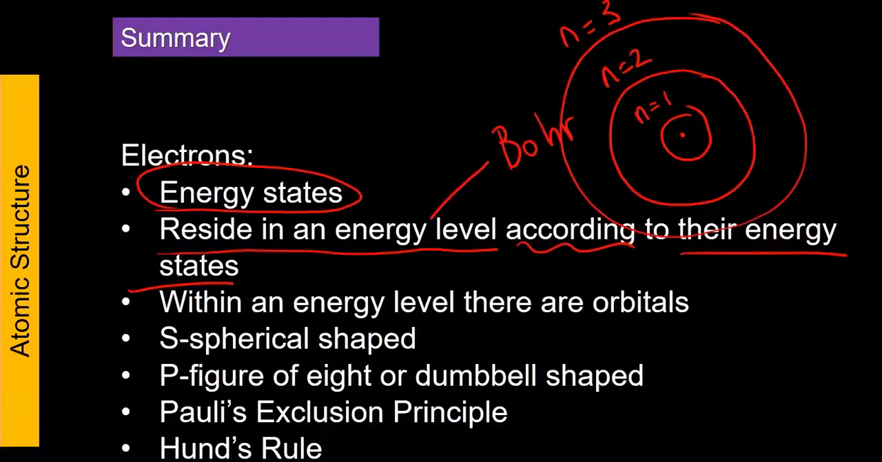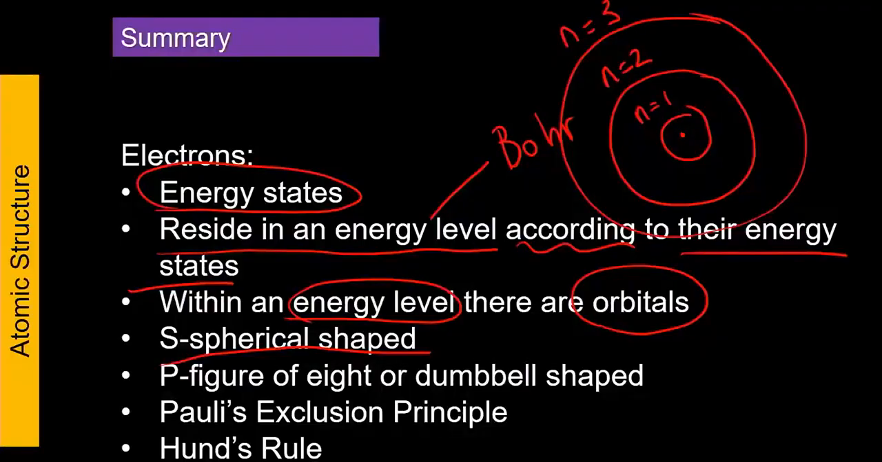So within each energy level, n equals 1, n equals 2, n equals 3, we find orbitals. The orbitals are telling us about the shape, the volume in which those electrons will move. The first one that we spoke about was the s orbital. It's spherical, like a ball, a filled ball. So the electron would be allowed to move all around in that space.